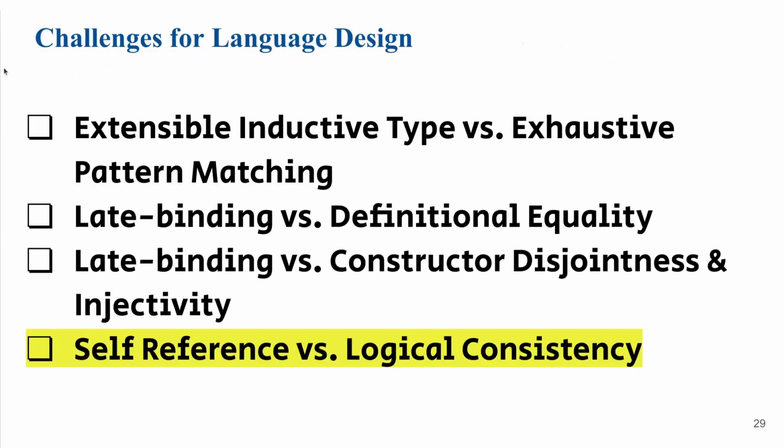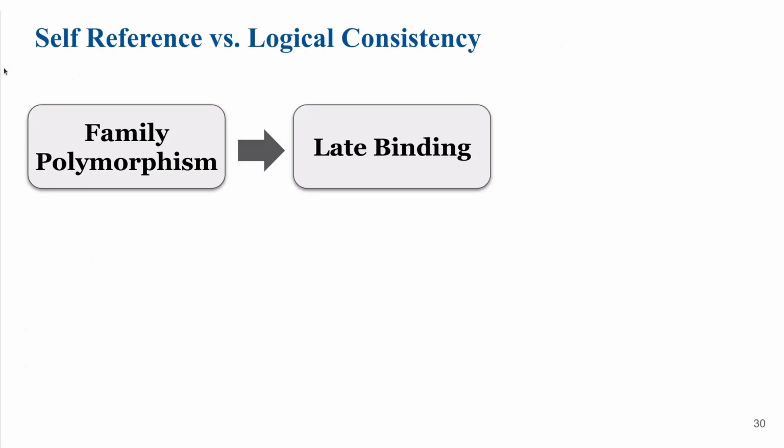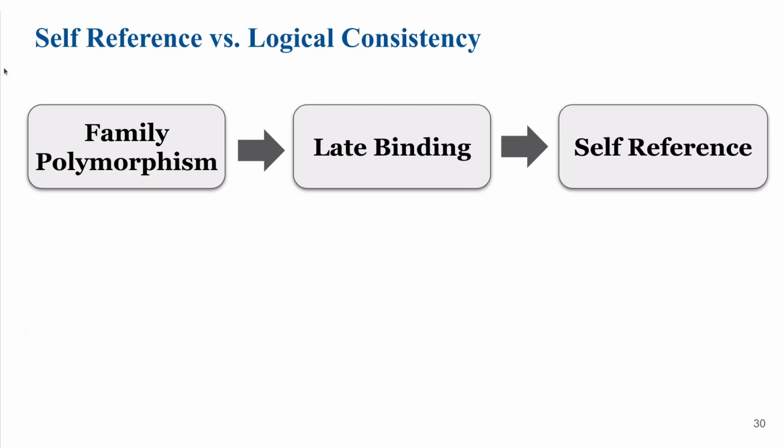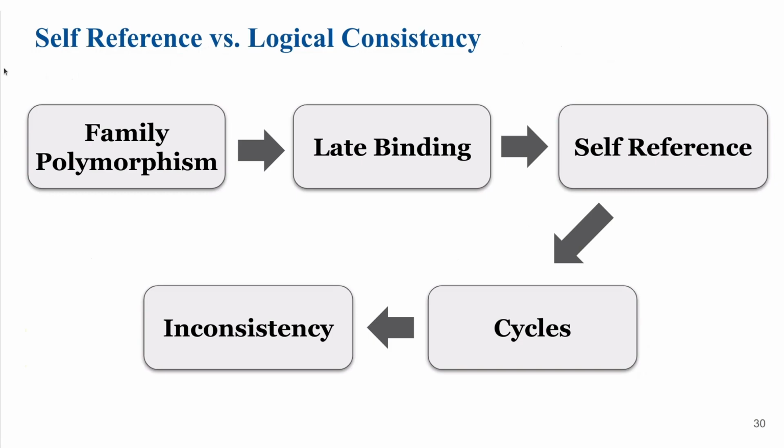A fourth challenge has to do with logical consistency. In a sense, the essence of family polymorphism is late binding, and the essence of late binding is self-reference. But self-reference might create cycles, and cycles could mean divergence and thus logical inconsistency. So to ensure consistency, FPOP disallows code reuse that would create cycles by enforcing the order of field declarations to be preserved by a derived family.